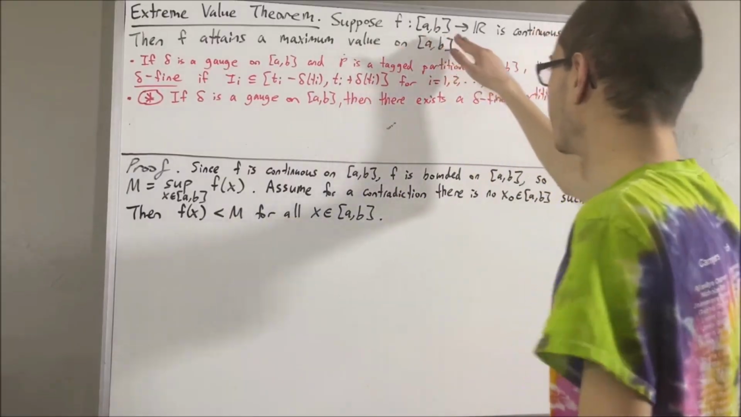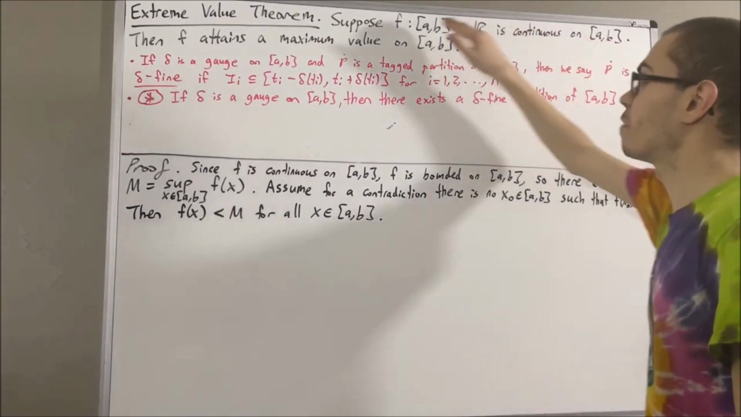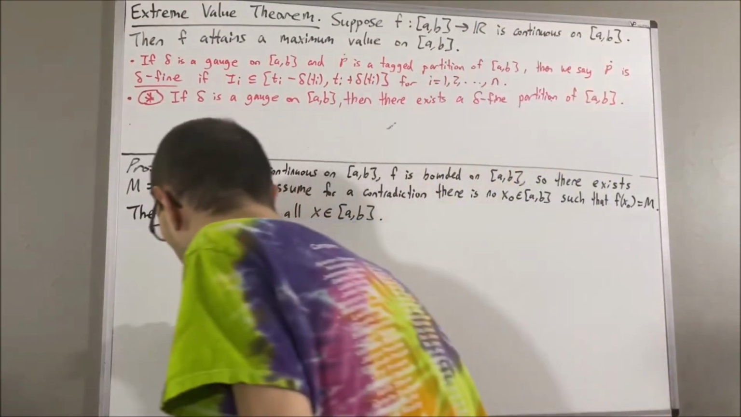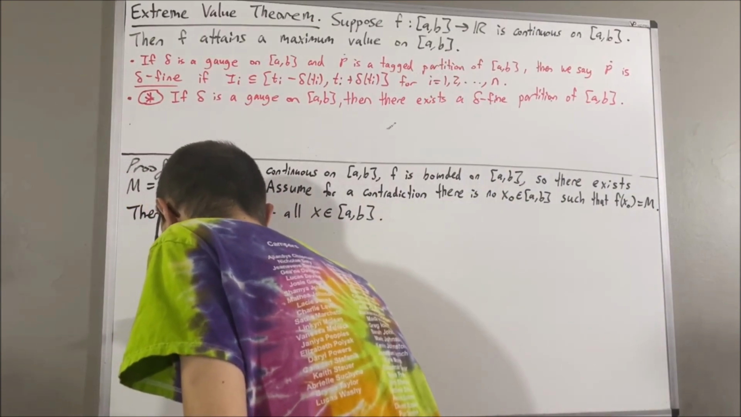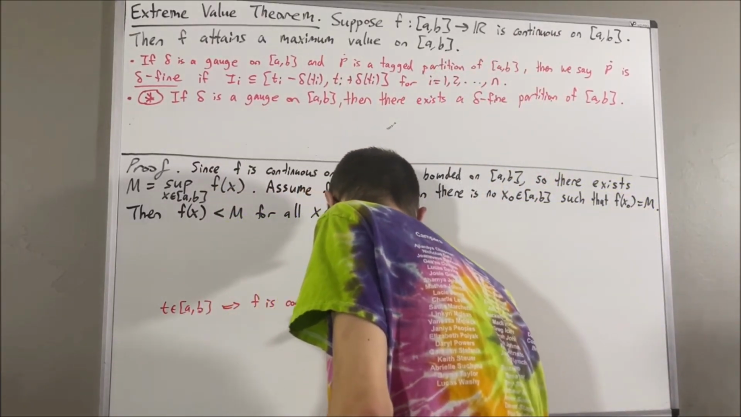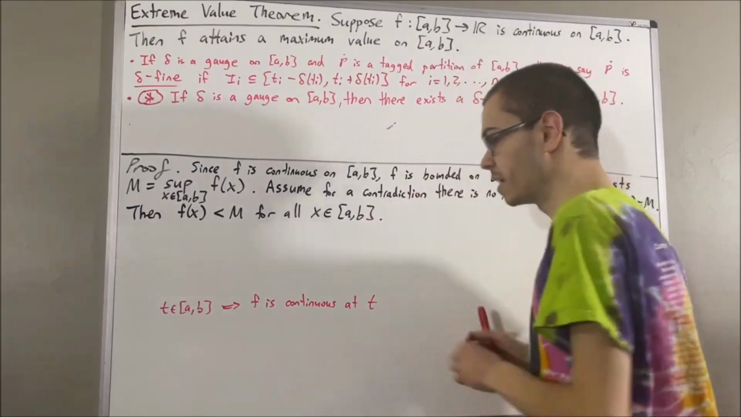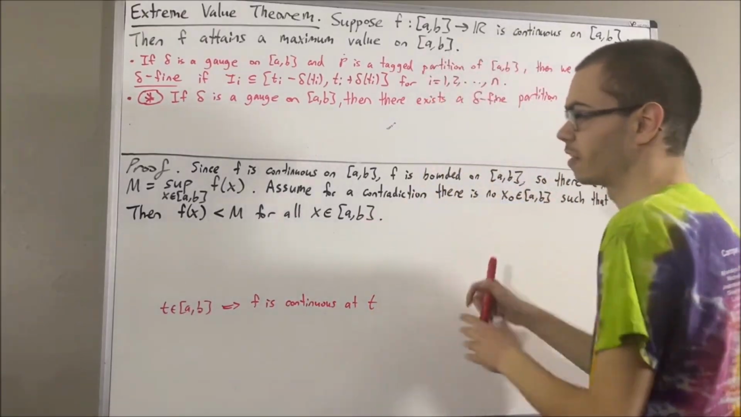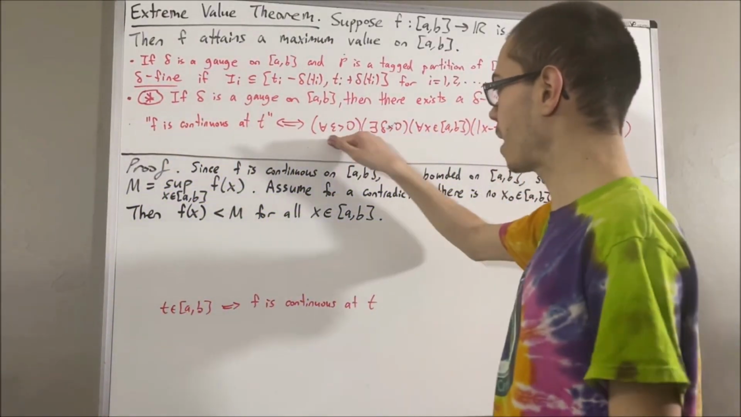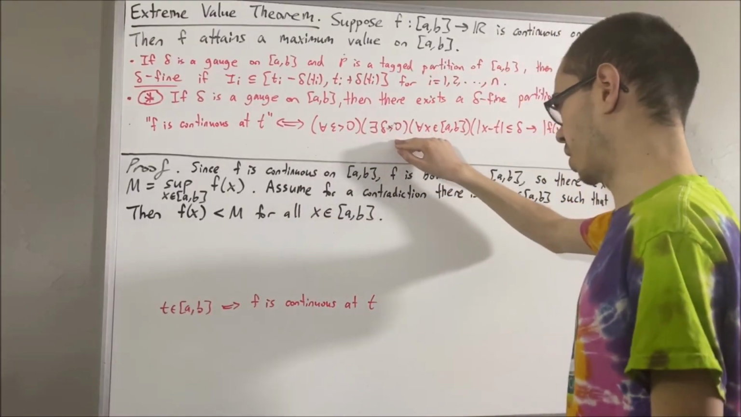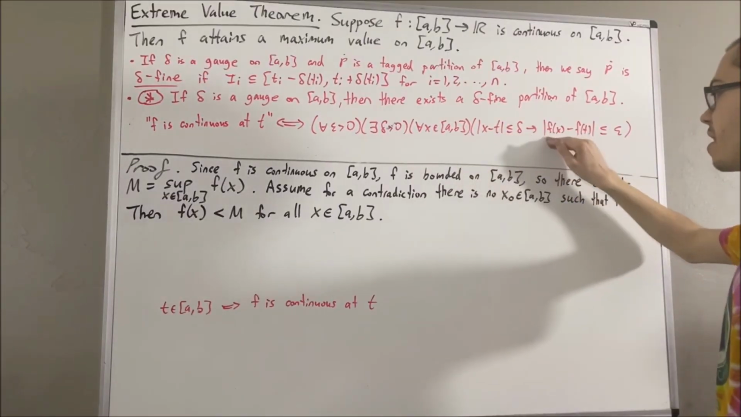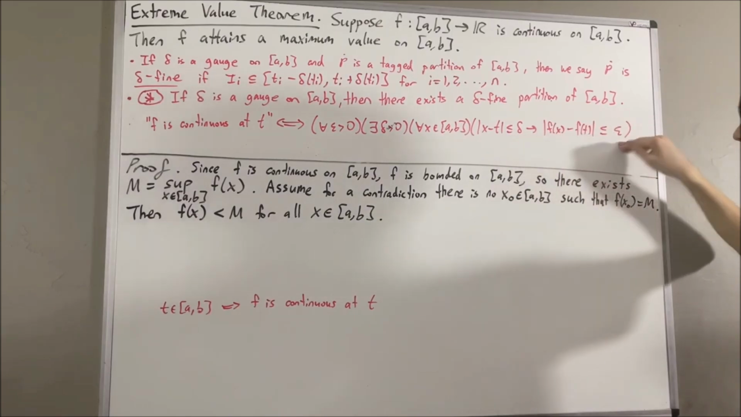Now, since f is continuous on [a, b], this means that f is continuous at every point in [a, b]. So in particular, if we consider an arbitrary element t in [a, b], well then, f is continuous at t. And by definition of continuity, to say that f is continuous at t means the following. It means for every epsilon greater than 0, there exists a delta greater than 0, such that for all x in [a, b], if absolute value of x minus t is less than or equal to delta, then absolute value of f of x minus f of t is less than or equal to epsilon.